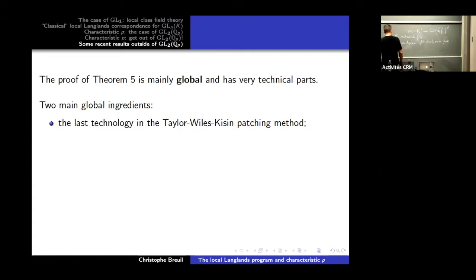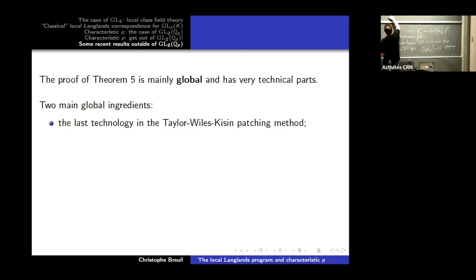It's not over. We need a place v dividing p in F, where D is split. Okay. So this is another choice. And finally, we have the adelic quaternion algebra, the finite adeles. If I take them outside of v, I need to fix some maximal compact open subgroup, and then the representation is essentially something like this.